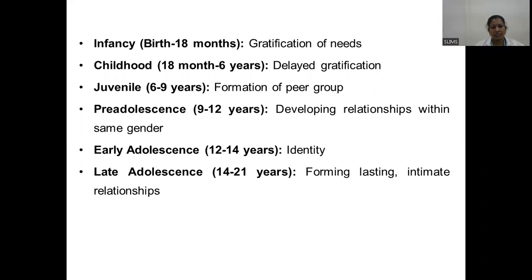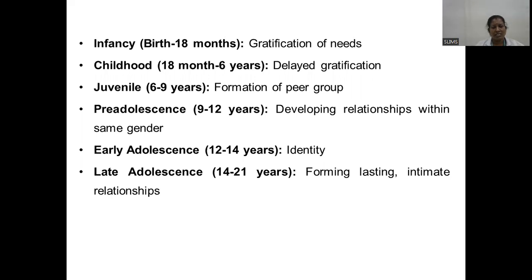Then pre-adolescent, that is 9 to 12 years. In this stage, they develop relationships within the same gender. Most probably at this age, they prefer their own gender: male with male and female with female.